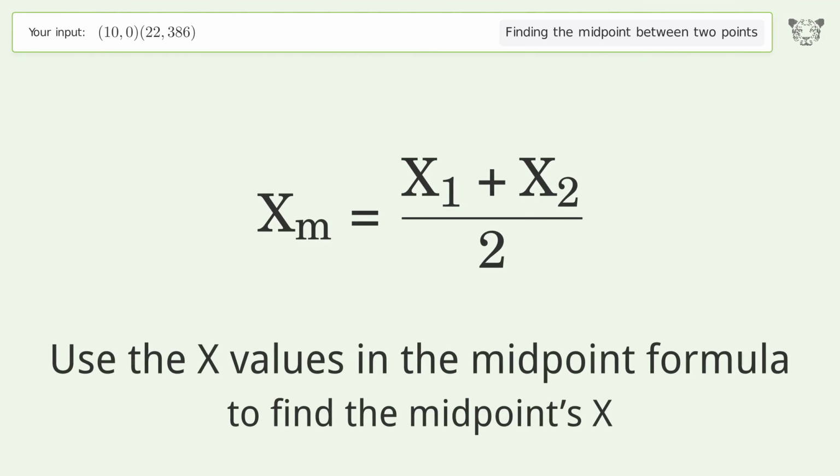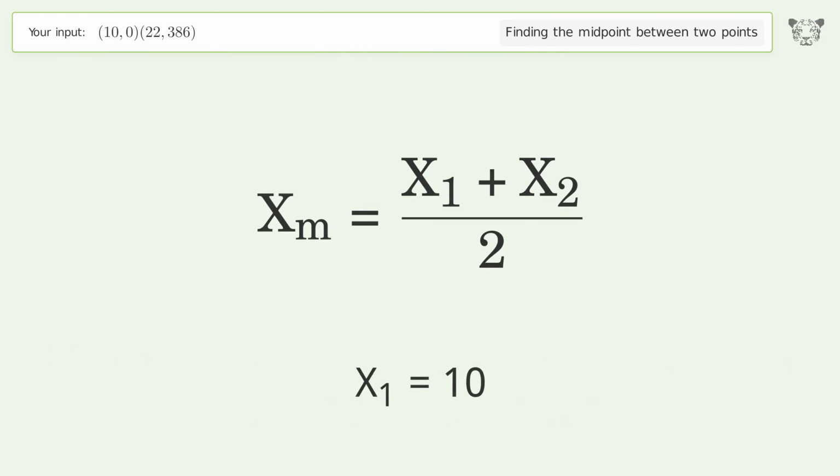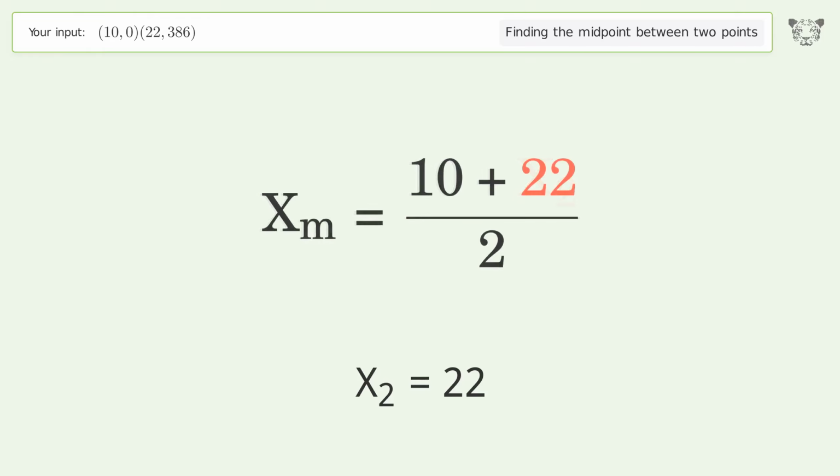Use the x values in the midpoint formula to find the midpoint's x. x1 equals 10. x2 equals 22. Simplify the arithmetic.